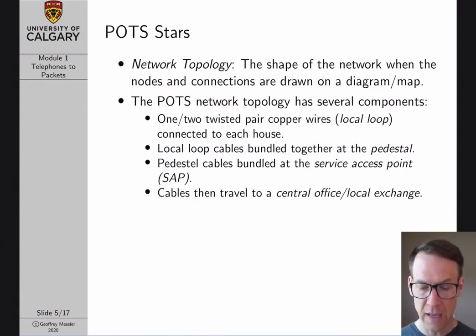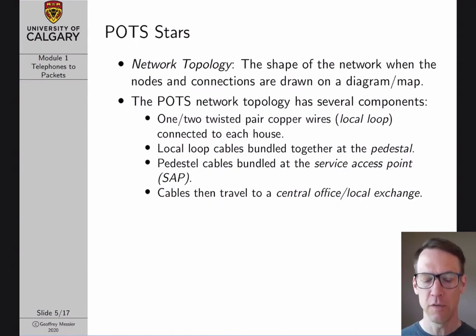So now I'd like to introduce the term network topology. Network topology is basically the shape of the network when the nodes in the network and the connections between those nodes are drawn on a diagram. As you'll see, when we draw pictures of networks, some of them look like stars, some look like lines, and some look like meshes. As it turns out, the telephone system's topology was basically a series of hierarchical stars.